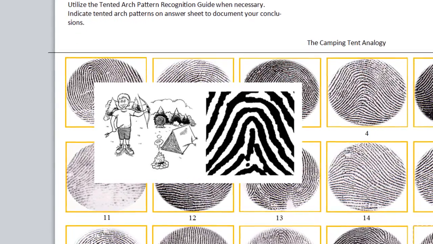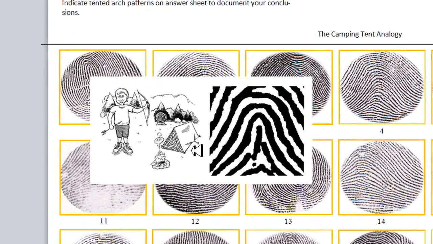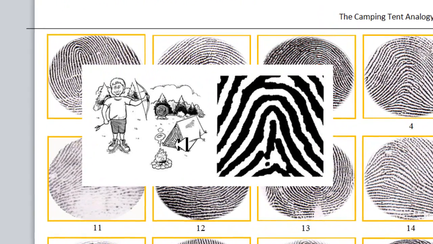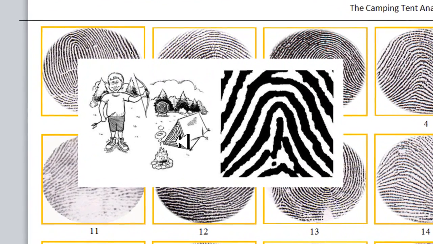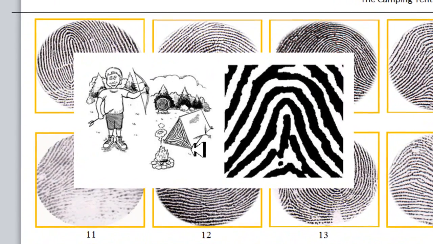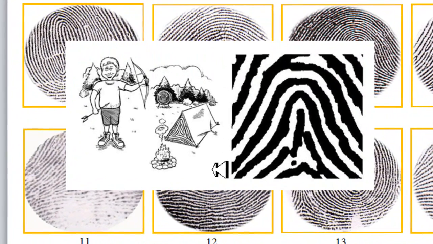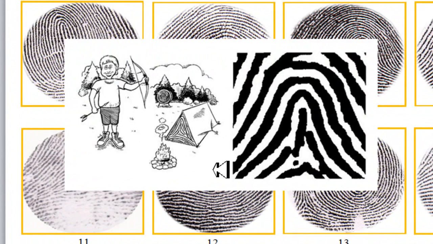Of course, what we're going to be looking for is the camping tent, or the upthrusting pointed ridges in the very center of the print. And I use the camping tent analogy to keep these ridges in mind while you're looking for them.